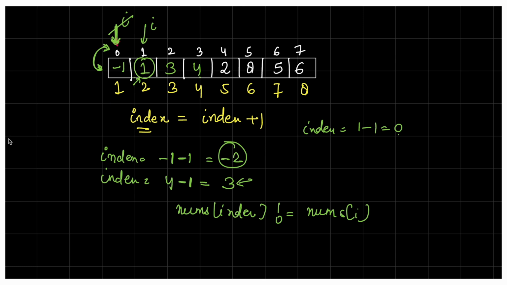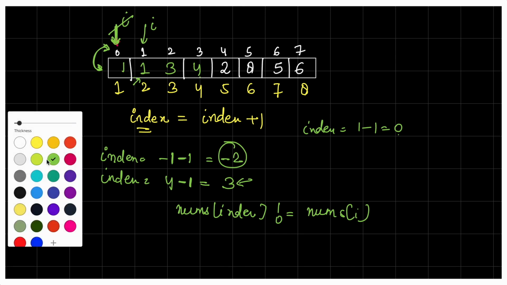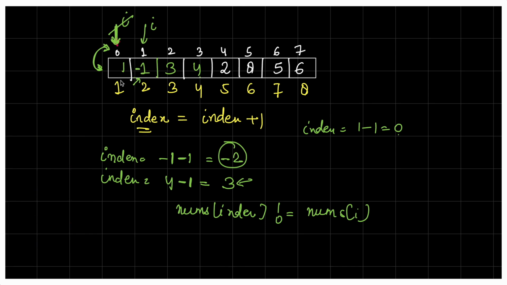So we'll again make a switch. Now we are going to get minus 1 at one index, and 1 at its correct position. We are at this point now and I is still pointing to this. Again, like before, we are not sure whether minus 1 is at its correct position.